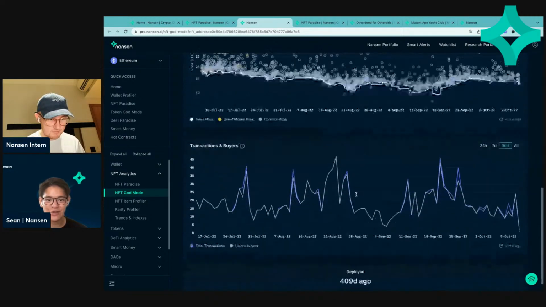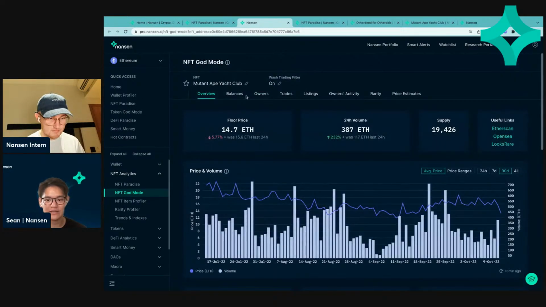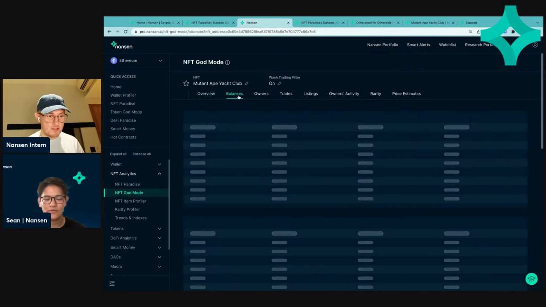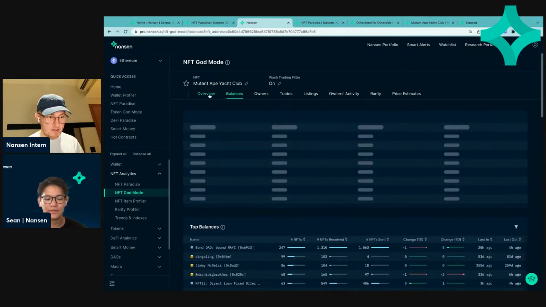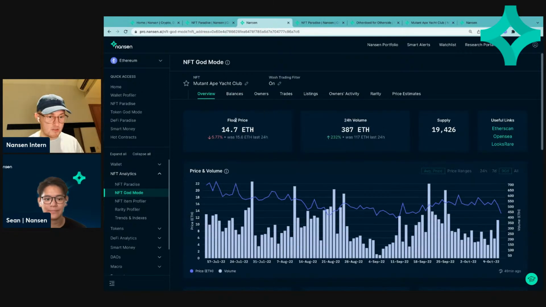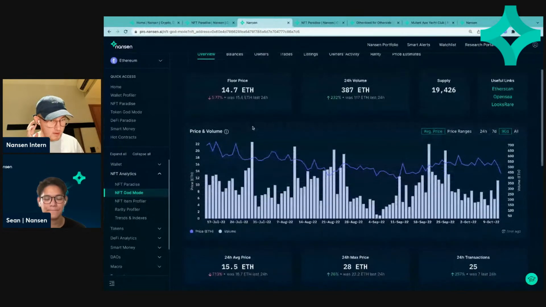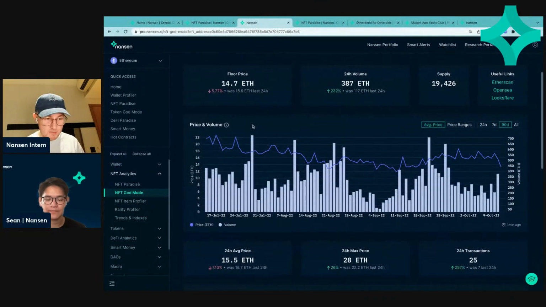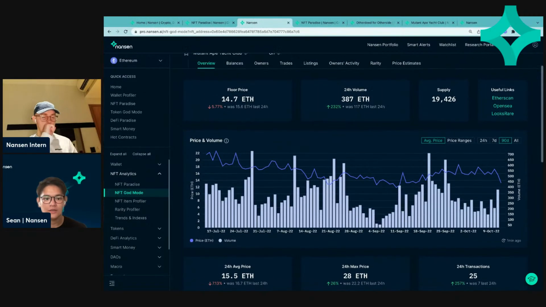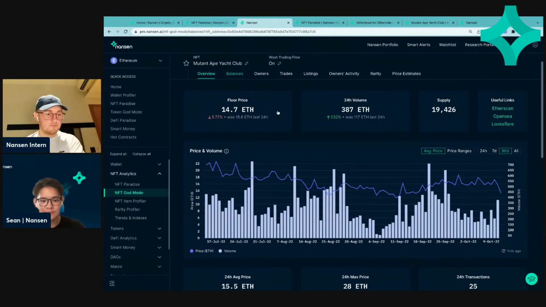So this is the overview, pretty generic. The information that you get here, you could probably find in a lot of other analytics platforms as well. This page is actually on Nansen Lite, so the overview you can get for free. I think maybe one chart is missing, but most of that data is free for anyone to access. Next, we'll jump into balances.